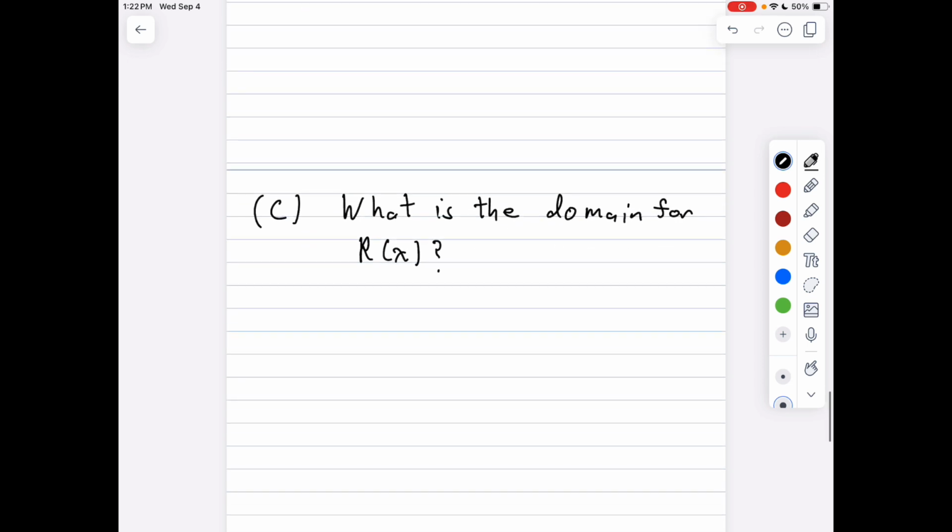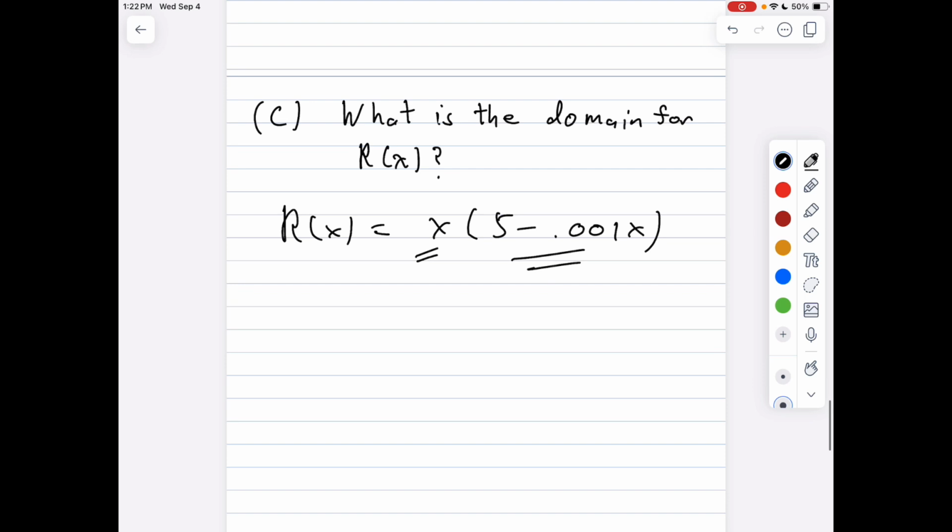So take the equation R of x equals x times 5 minus 0.001x. I want this not to be negative; I want it to be positive. And what can affect it? This part and this part. x is the number of items sold, so first, x has to be greater than or equal to 0, because x is the number of items. I don't deal with negative items here. I can technically have 0 items sold, and that's fine.